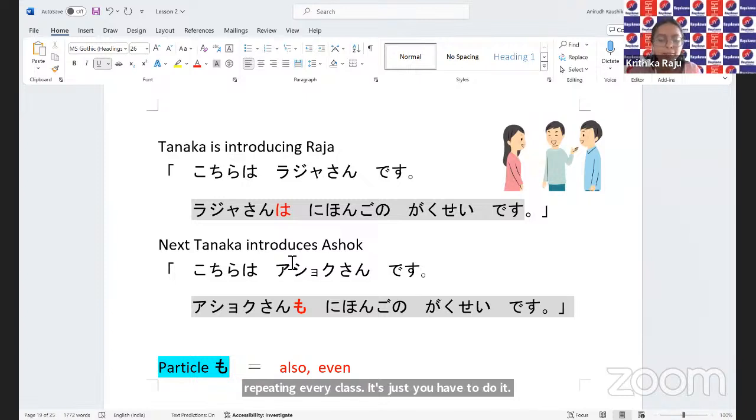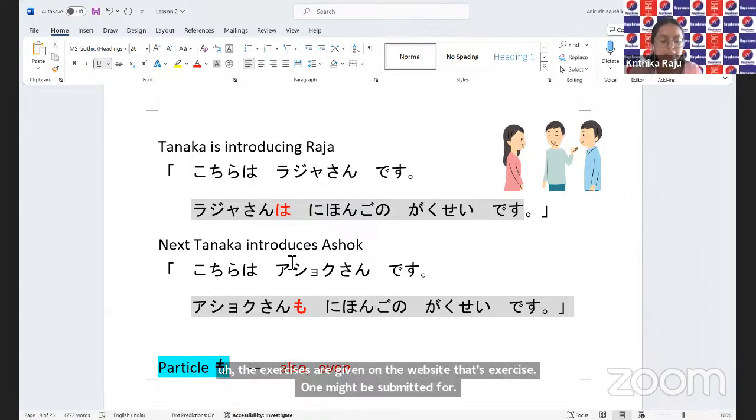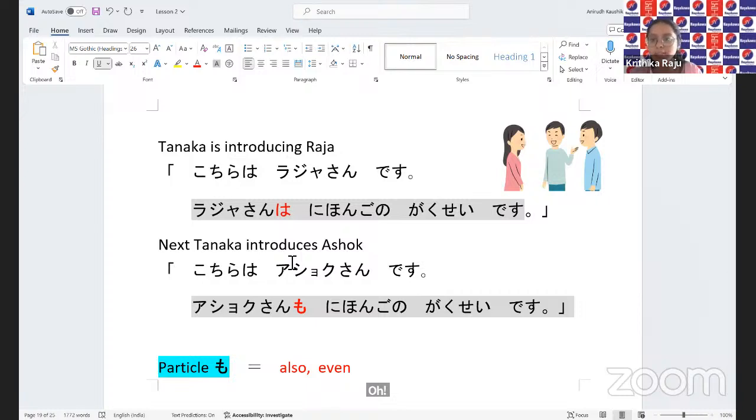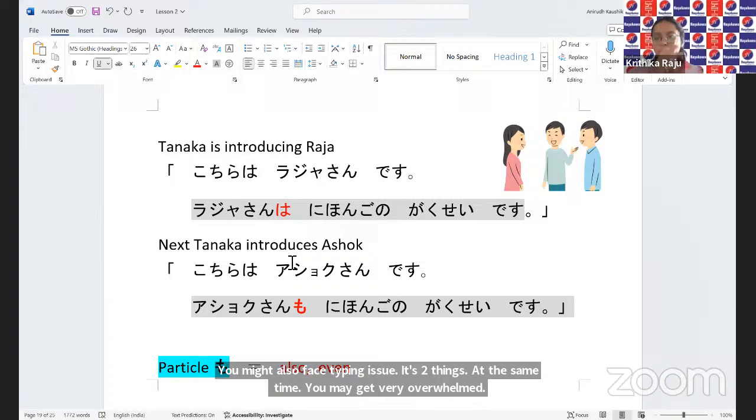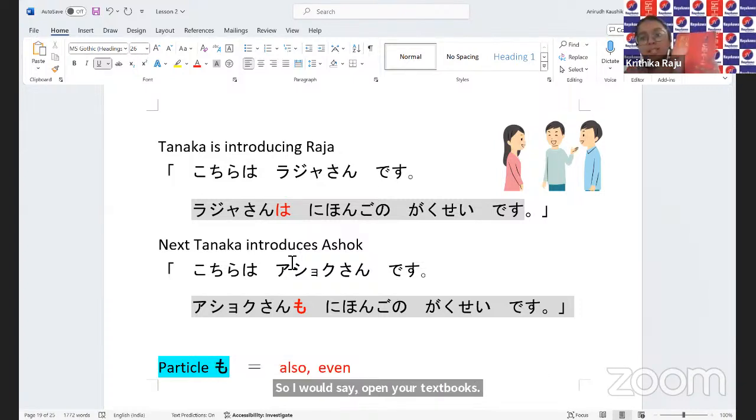So the exercises are given on the website. That's exercise 1, which we submitted for this lesson. Yes, those are what you have in your textbooks also. I would say do your textbooks first, and once you are able to do it, you can type them. Because if you directly type them, along with trying to figure out what the answers are, you might also face typing issues. It's two things at the same time. You may get very overwhelmed. So I would say open your textbooks, do the exercises in your textbooks first.